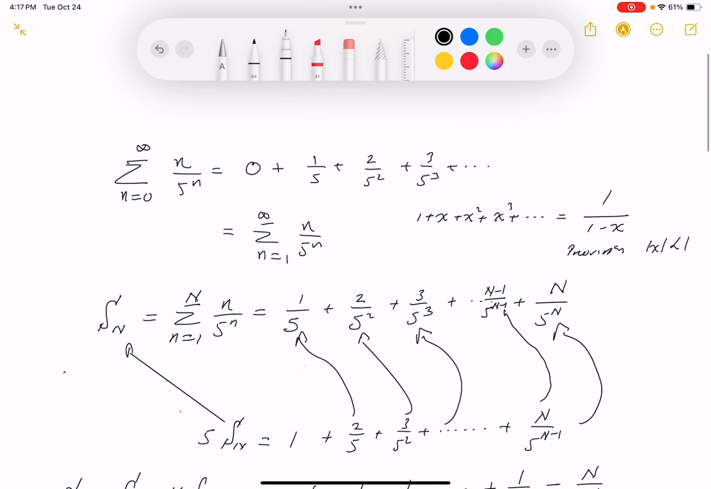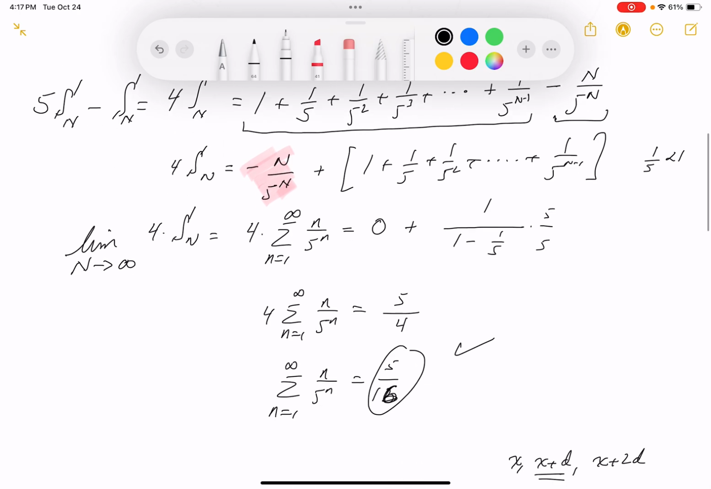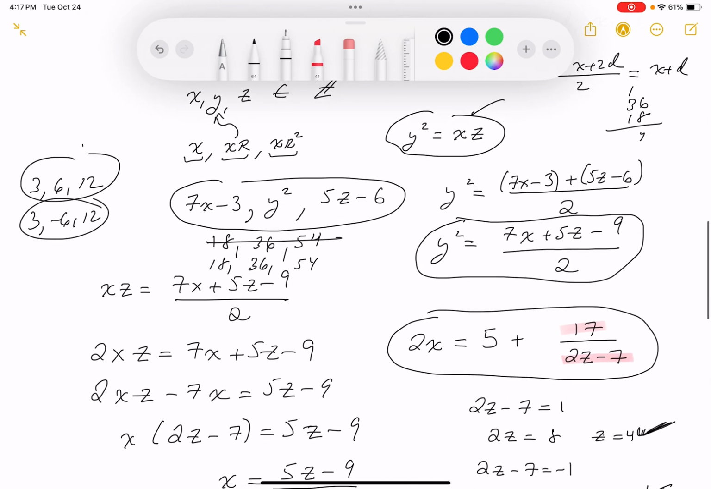So what could the answer be? The answer could be, whoops, I lost track of that. What happened there? It could be 3, 6, and 12. It could be 3, minus 6 and 12. And we're done. It's the only possible answer that would work. Those 2, by the way. Thank you.